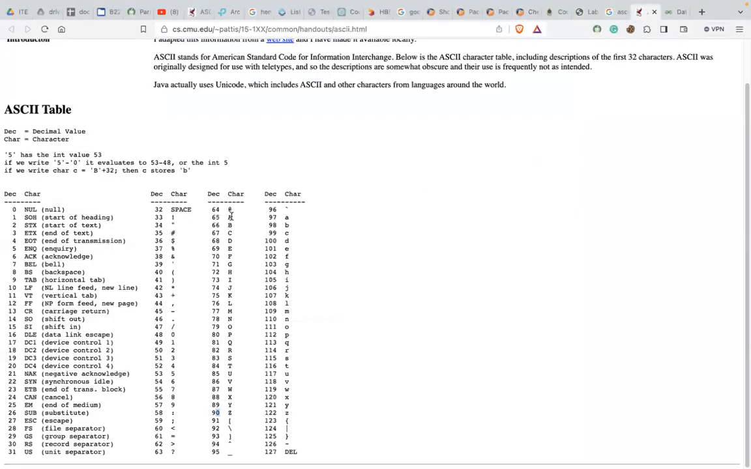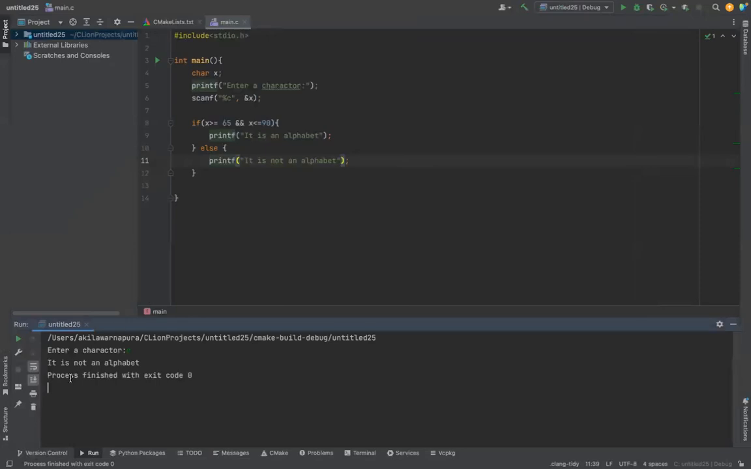Here we are checking the capital alphabet. 65 means capital. That is why I say it is not an alphabet. Let's say capital A, it's an alphabet. Capital B, it's an alphabet. Capital Z, it's an alphabet. Let's say 8, it's not an alphabet, because alphabet letters' ASCII values are between 65 and 90.